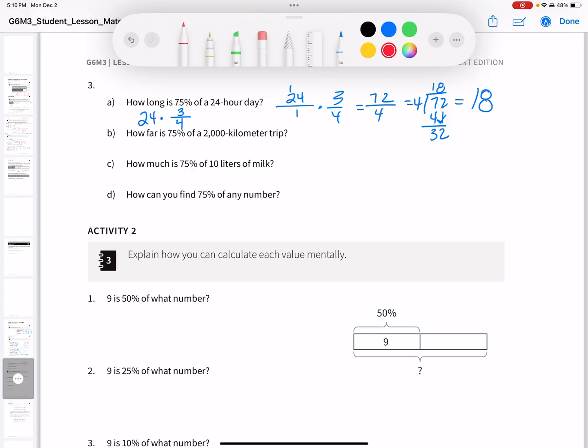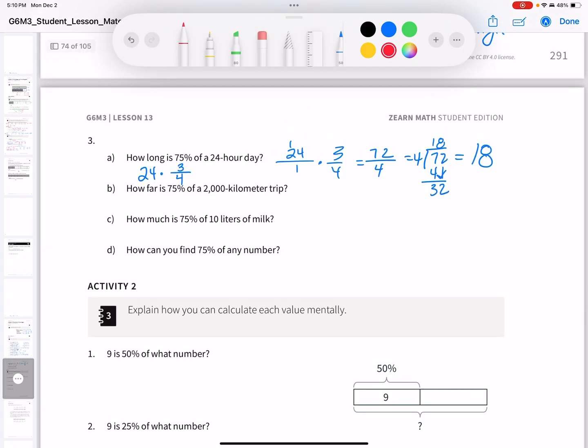We could also do it a little differently. We could look at it as 24 over 1 times 3/4, and I could cross-reduce first. You should be familiar with cross reduction because we've done this in 5th grade. So I look here and say, ooh, 4 can go into both 4 and 24. 4 divided by 4 is 1.